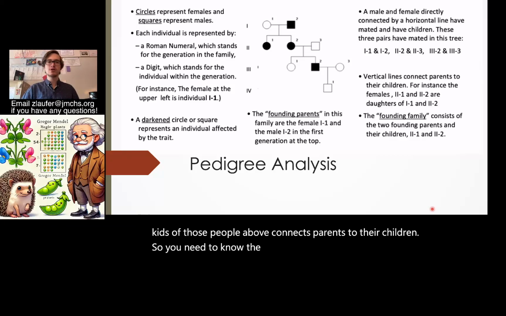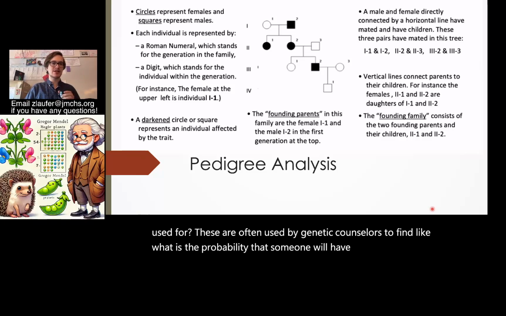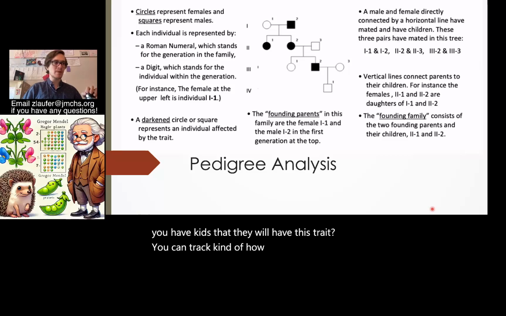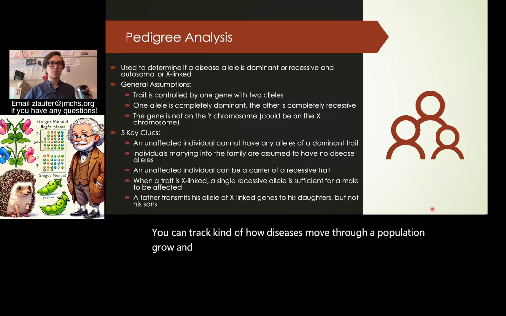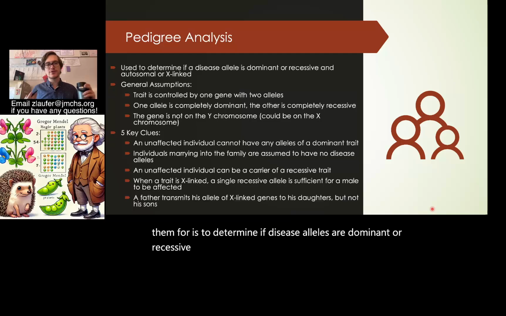What are these used for? These are often used by genetic counselors to find, like, what is the probability that someone will have this trait, that if you have kids that they will have this trait. You can track how diseases move through a population, grow and disappear, things like that. What we're going to be using them for is to determine if disease alleles are dominant or recessive and autosomal or sex-linked, so if they're on the X chromosome or not.